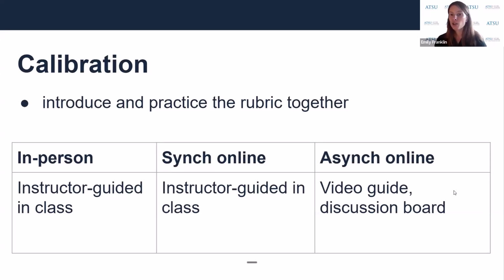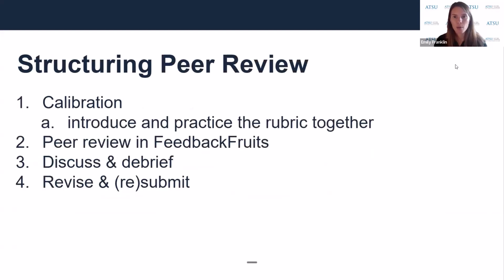For asynchronous online, you might record a short video walking through the rubric with an example submission or annotate a sample submission in Feedback Fruits for students to review before they start. You might also have a discussion board post with a sample submission and ask students to post comments based on the rubric criteria. So that might be your first step. And then after that, again, students would peer review in Feedback Fruits after they're familiar with the rubric.